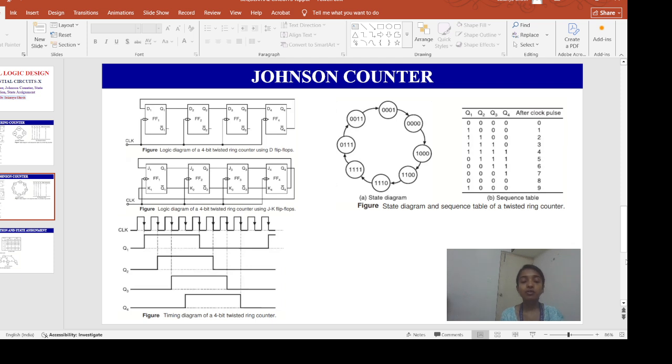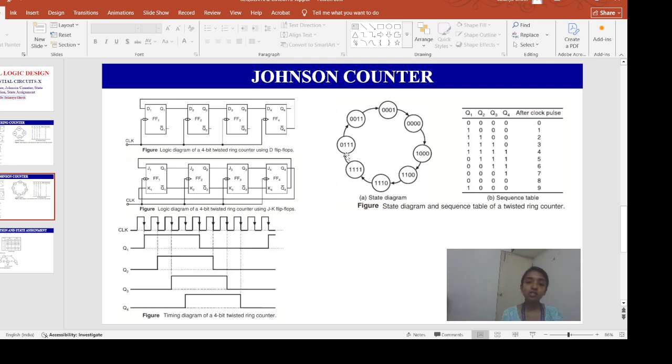This counter is obtained from a serial-in serial-out shift register, by providing feedback from the inverted output, the Q4 bar output of the last flip-flop, to the input of the first flip-flop. The Q output of each stage is connected to the D input of the next stage, but the Q bar output of the last stage is connected to the D input of the first stage. Therefore we call it a twisted ring counter or Johnson counter.